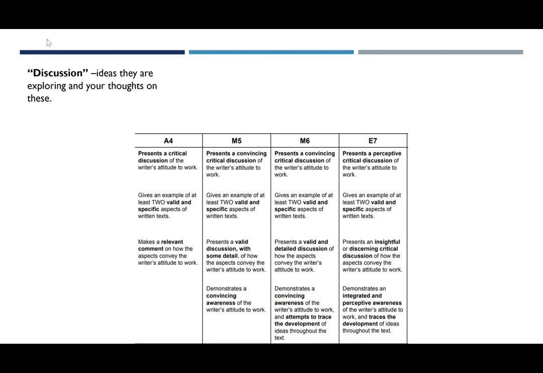The one that you guys are going to be looking at, the 2017 one, it's about the writer's attitude to work. So how you discuss that.